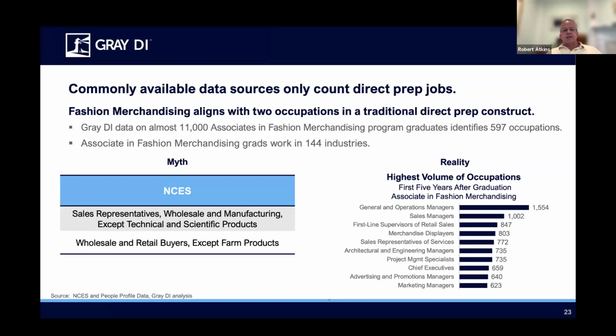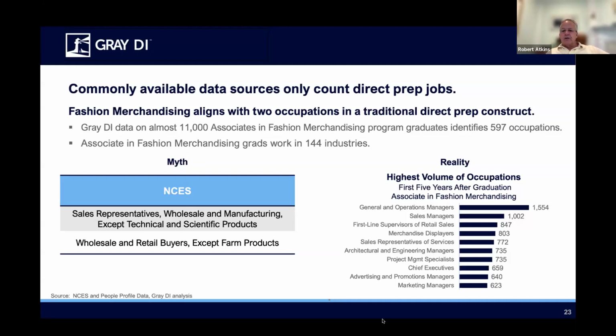So to look at this more broadly, if you look specifically at fashion merchandising, one of the fastest growing fields in terms of Google search volume, the mythic direct prep view that comes from the National Center for Education Statistics would say that they're ready to do two jobs, sales rep or wholesale and retail buyer. Now, I do understand why they pick those things. But when you look at what people actually do with that degree, they go into 144 industries and 597 occupations, not two. So that's not a little bit off. They've made the mistake of thinking there are only two things you can do, when in reality there are some 597 things that people actually do with their degree.